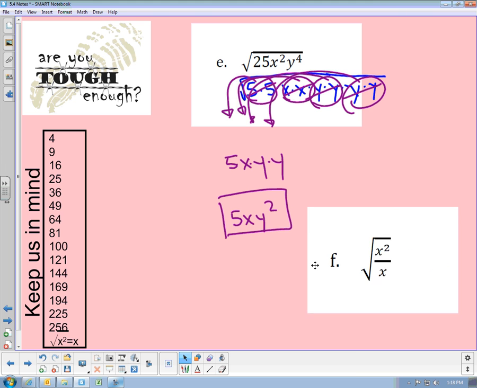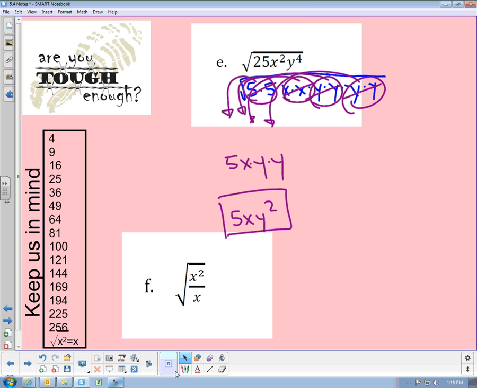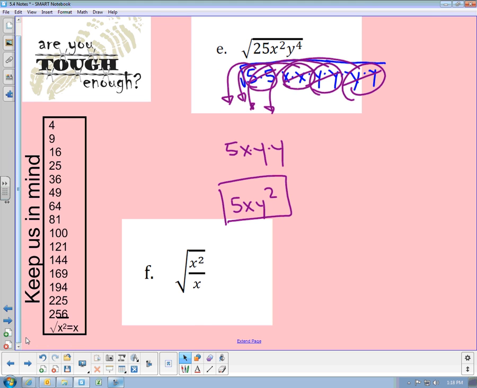If I look at it with a fraction, now I'm looking at x squared over x. And actually, you know what? We're going to stop our video there for today, and we'll come back to the fractions tomorrow.